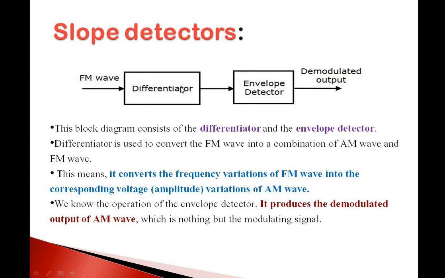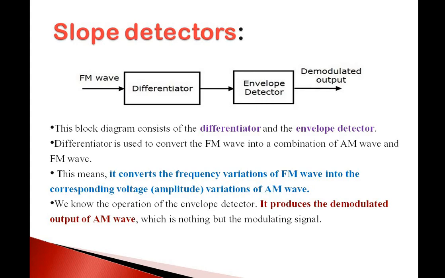So it consists of your differentiator and an envelope detector. The input for your differentiator is your frequency modulated wave, and its output is given to your envelope detector. So here you have two blocks. The first, what is a differentiator? The differentiator is used to convert your frequency modulated wave into the combination of your AM wave and the FM wave, because we need the amplitude modulated wave to get the proper envelope. So the differentiator converts your FM wave into the combination of your amplitude modulated wave as well as the frequency modulated wave.